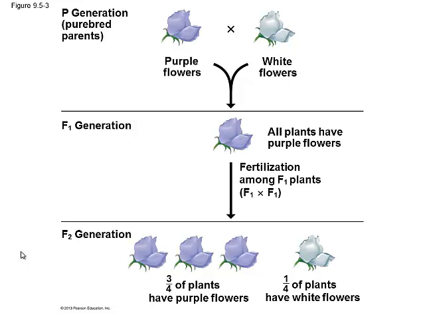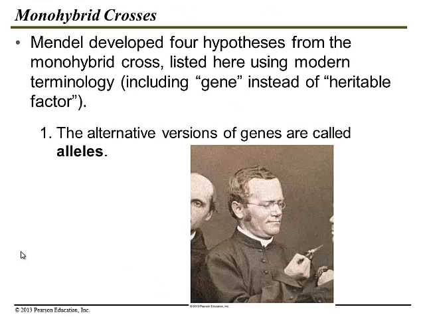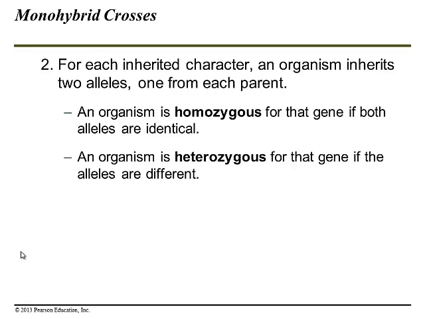So he saw that 3/4 of the plants from the F1 generation cross were purple, but he also found the white came back. So why? He developed 4 different hypotheses from that cross, listed here using modern terminology, including the word gene instead of heritable factor. We now call the alternative versions of genes alleles. So alleles are the little characters or bits that were being passed on in his plants.